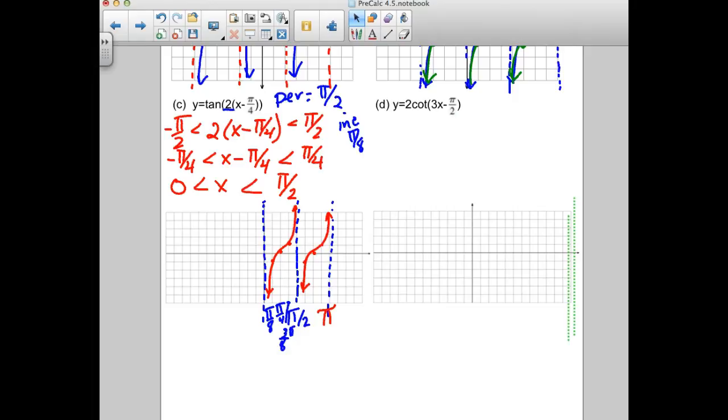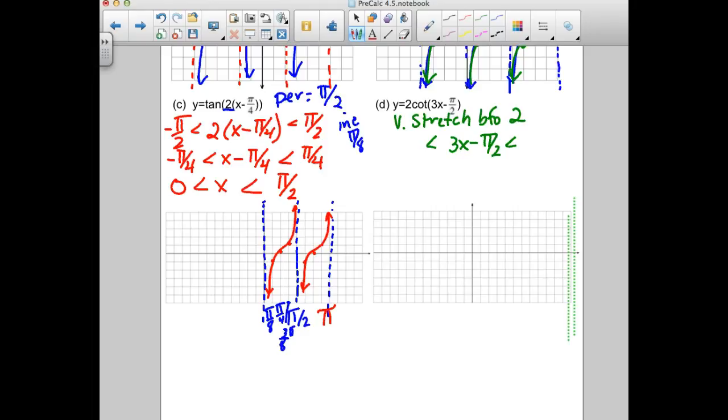What's the 2 in front going to do? All right. So we are going to stretch to 2 and negative 2 for our dots. Notice that the 3x minus pi over 2 is not factored out. Okay? So it's harder to see the phase shift. Let's set it equal to our normal start and end. All right, it's cotangent. What are my normal start and end points for cotangent? 0 to pi.